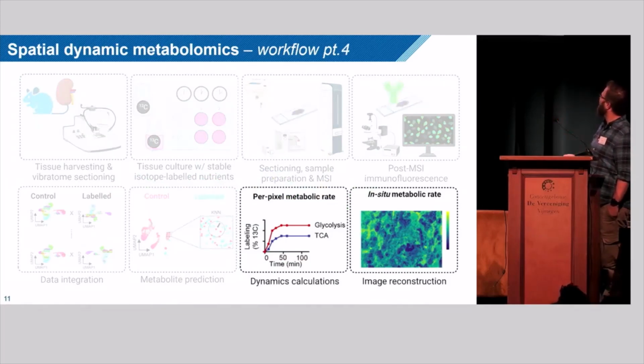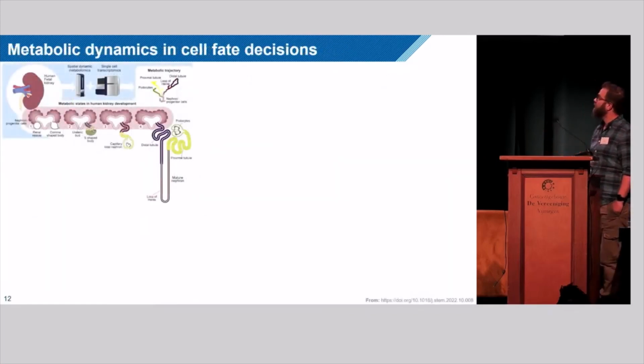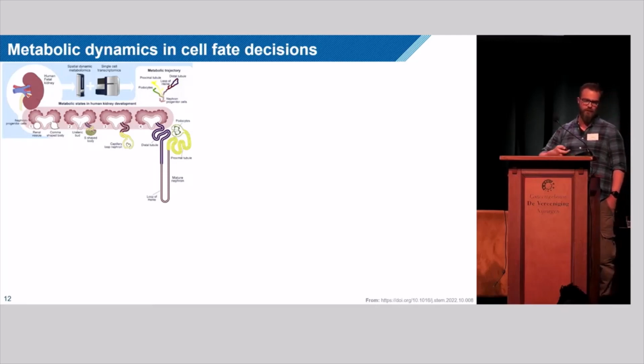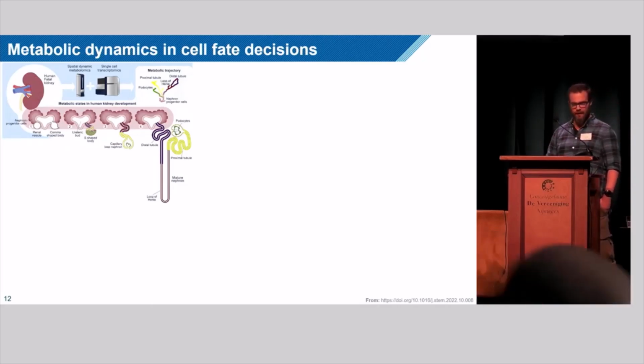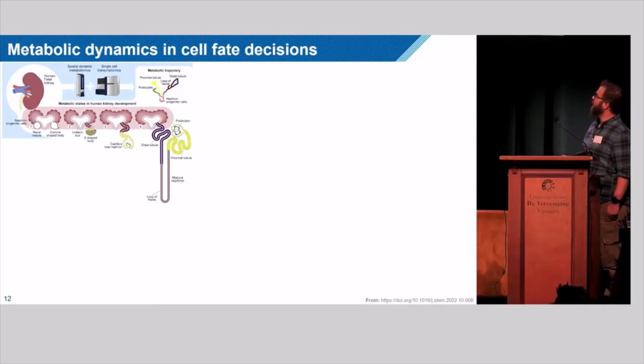So there we have our combined data set, and we can calculate per pixel metabolic rates, or we can look at the dynamic metabolics and create images in which we reconstruct the metabolic activity of the tissues that we have analyzed. Again, we did this in collaboration with the Department of Nephrology, and they are looking to create kidney organoids and use them in the future as a way of solving the shortage of donor kidneys by being able to transplant kidney organoids into a human setting.